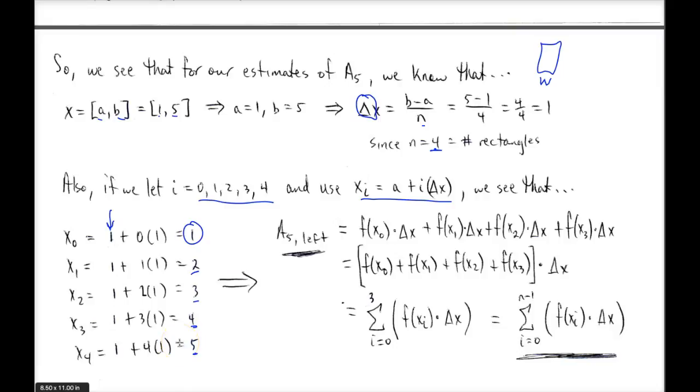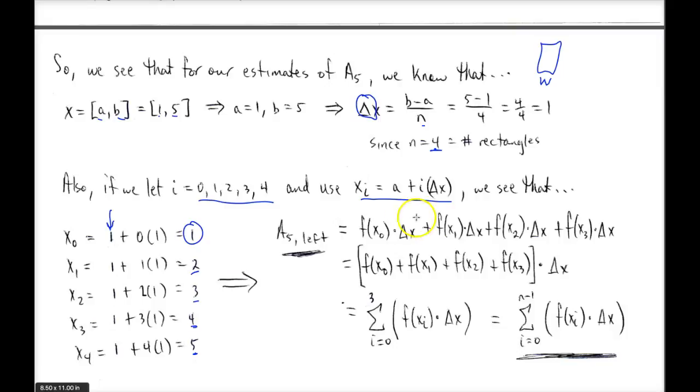Now, I'm not saying that you have to use these formulas to be able to figure out what your x value endpoints are, whether you're looking at the left endpoint estimate or the right endpoint estimate. But if you have some funny numbers, it's a good way to know exactly which ones you're dealing with.